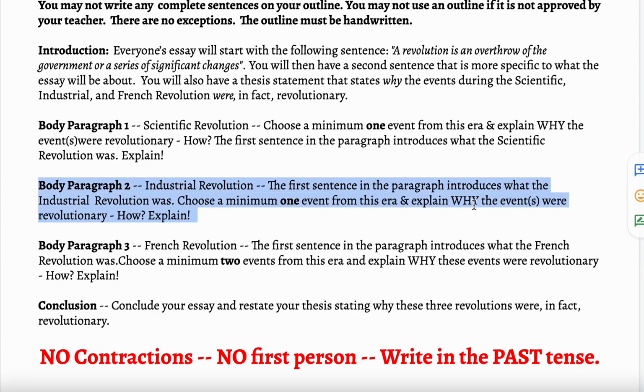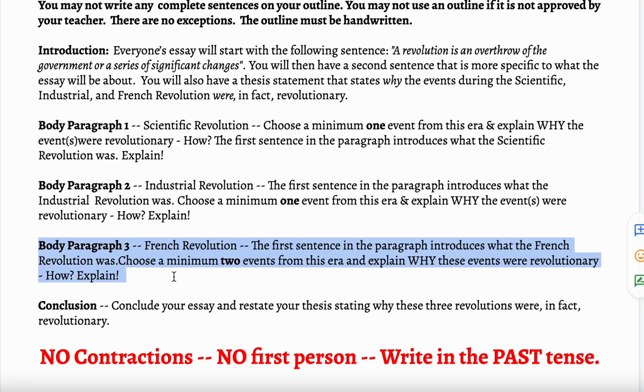So, for example, the invention of the steam engine, right? Or the railroad, or how coal was used as a new fuel, or how the factory system was created, the new use of the factories. How were these revolutionary? How are these significant changes in the way things used to be done? And now how are they different? That makes it revolutionary. Now, I just want to throw this out there. You can absolutely mention more than one event from each revolution. You could say 2 or 3 things in the scientific, 2 or 3 things in the industrial, but minimum is 1.